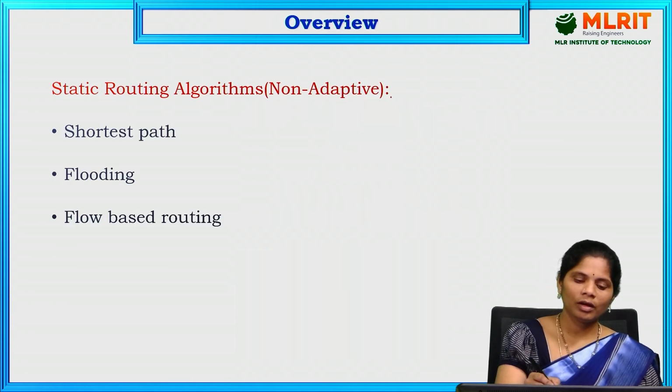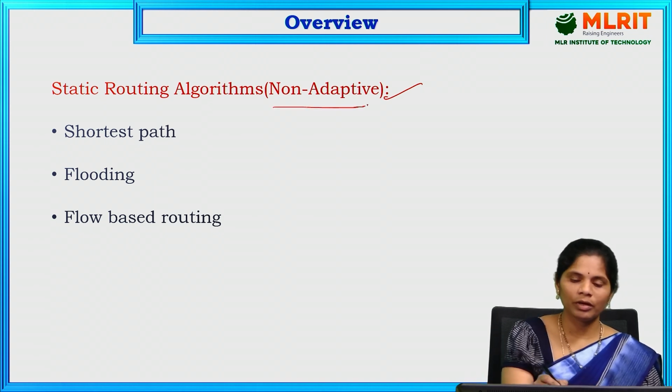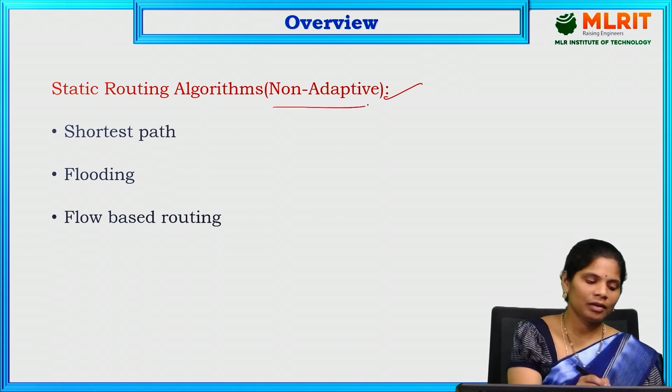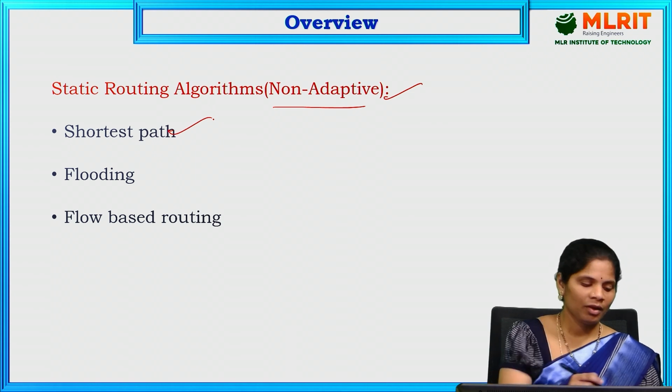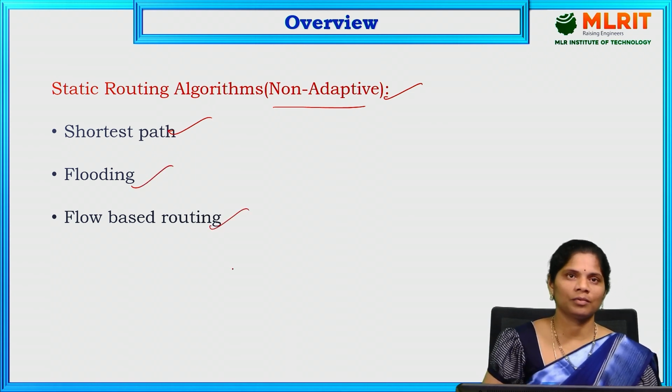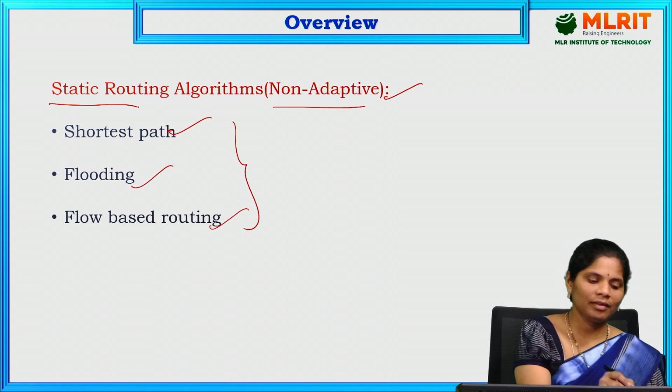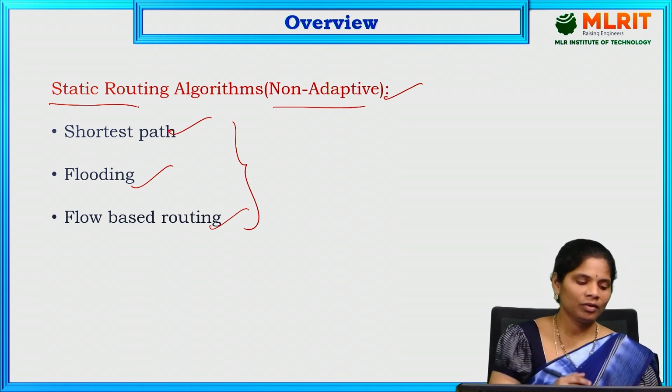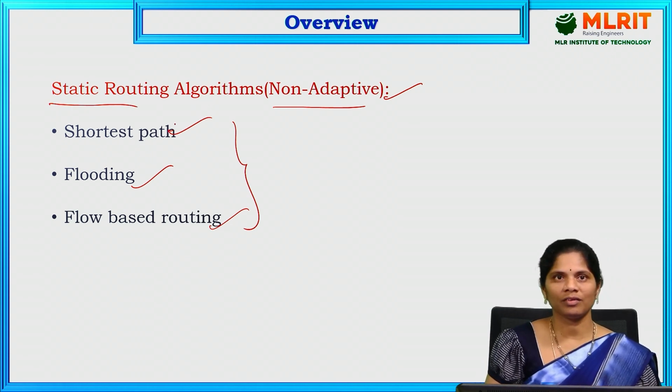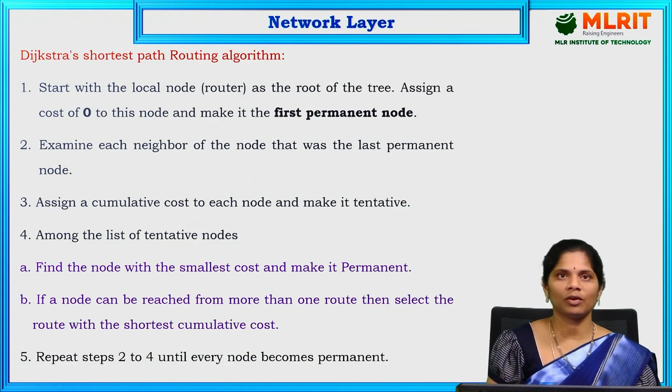Static routing algorithms are also called non-adaptive routing algorithms. The algorithms are the shortest path algorithm, flooding, and flow-based routing algorithm. These three algorithms we can call static routing algorithms. We are going to discuss all these algorithms in today's session. First, let us see what the shortest path routing algorithm is.